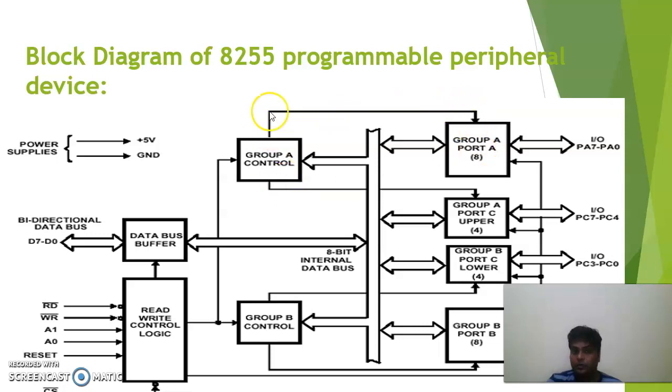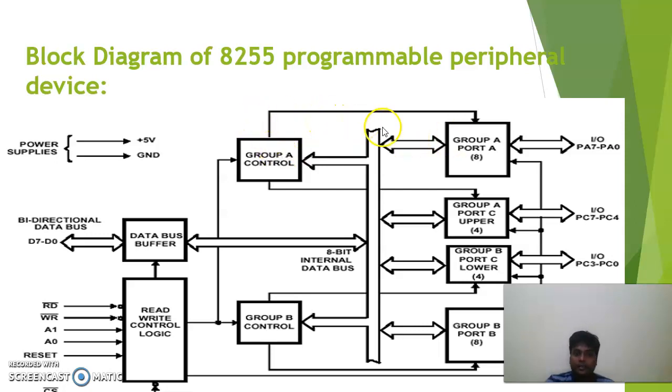That means the group A control signals provide the control information to port A and the upper part of port C. Okay, group B provides the control signals to the lower part of port C and to port B. So that's why these two group controls are basically used. These two group controls decide which mode is used by the particular port, that is input mode or output mode, and bit set or reset mode.